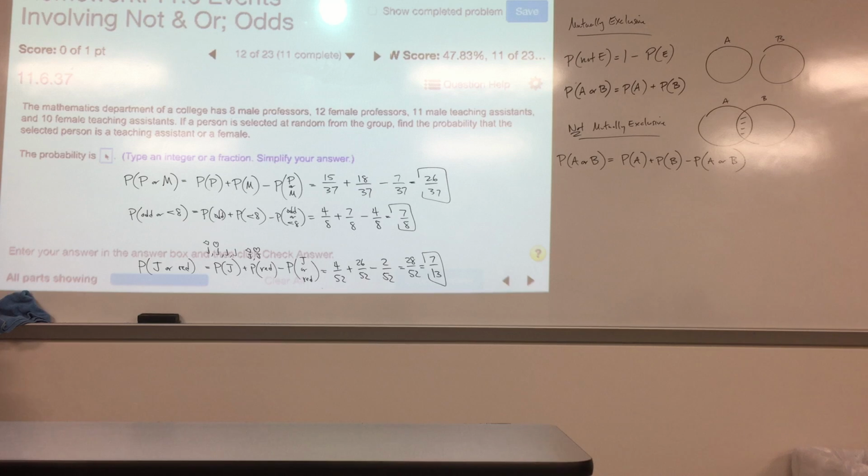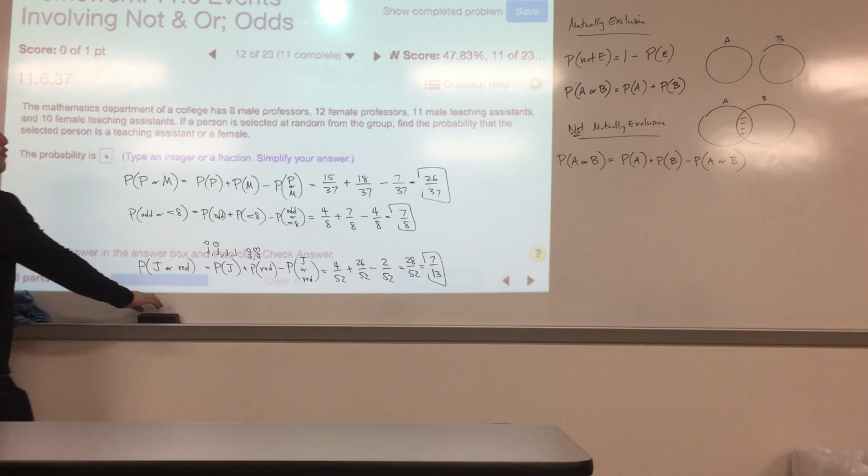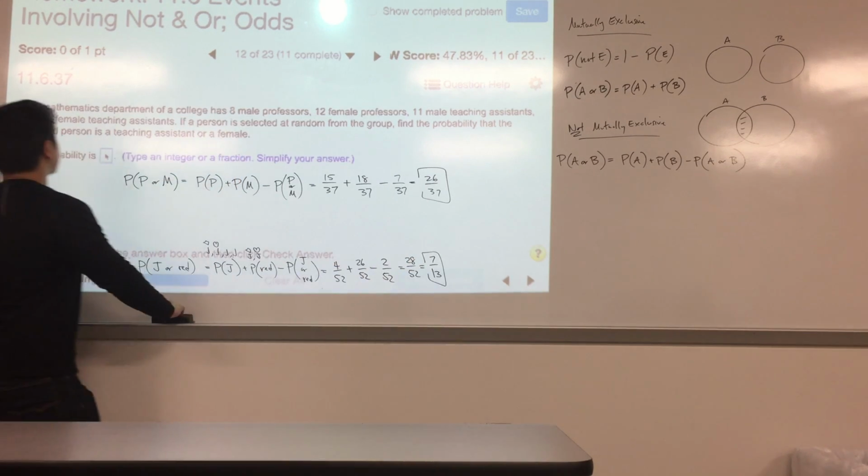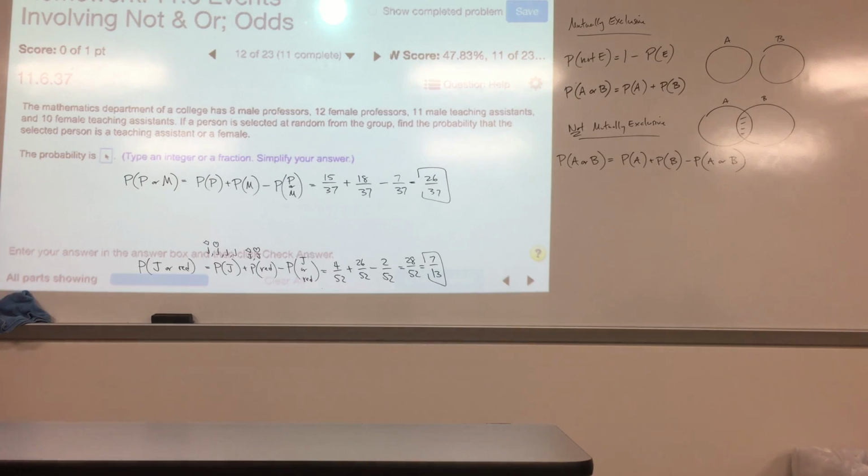The math department of a college has 8 male professors, 12 female professors, 11 male teaching assistants, and 10 female teaching assistants.